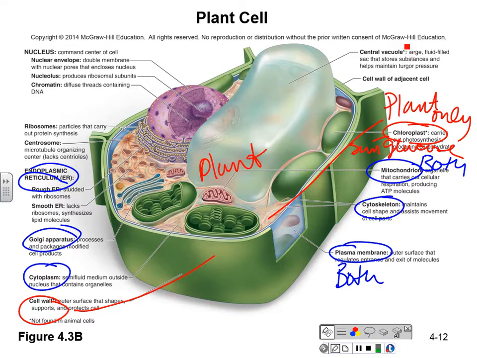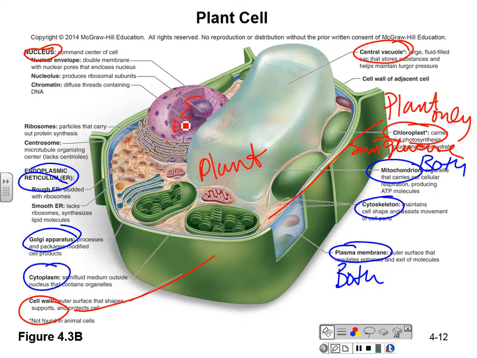And then also you have this central vacuole. This is a large sac that can store substances, usually water. If a plant is drooping, its central vacuole is low or not filled as much. If a plant is standing straight up, it's not wilted, it has plenty of water and its central vacuole is full. We can also see there's still a nucleus.